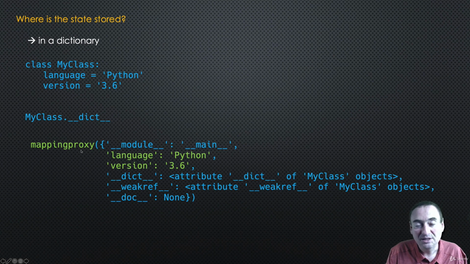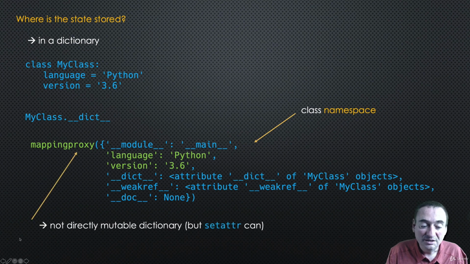You'll notice when we look at this mapping proxy and think of it just as a dictionary, we have language is the key, Python is the value. Version is the key, 3.6 is the value. That's this language and version that we defined over here. It is inside that dictionary. So we often call that dictionary the class's or the object's namespace. Now it's not directly mutable, right? We cannot mutate, we cannot add keys and values to this or modify the values for existing keys to this mapping proxy.